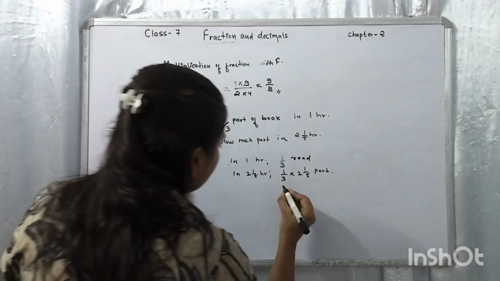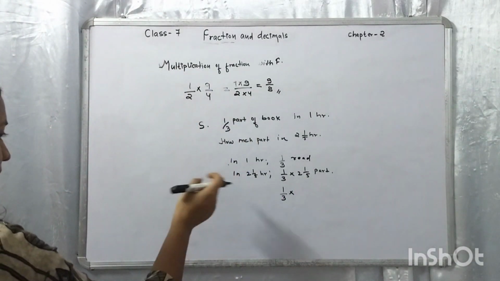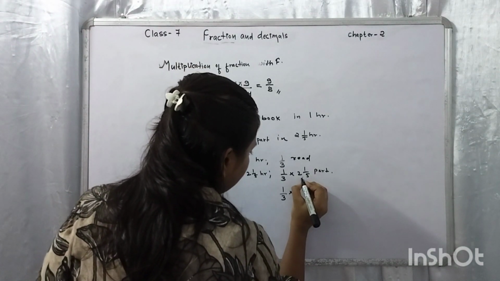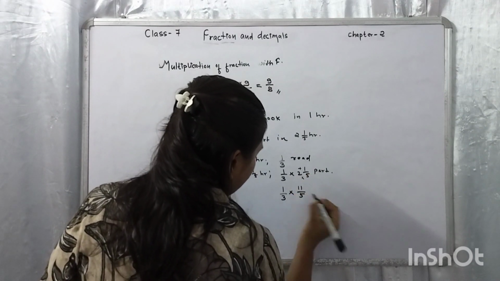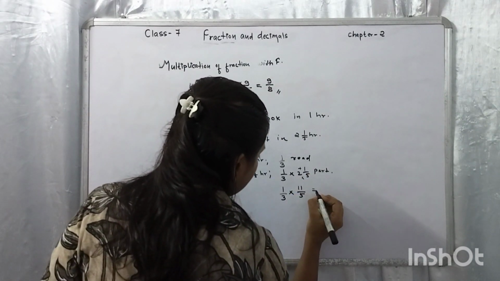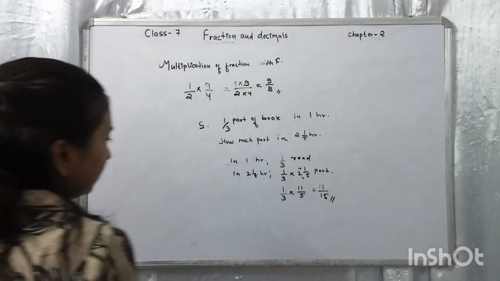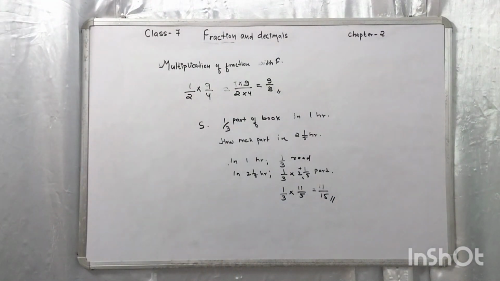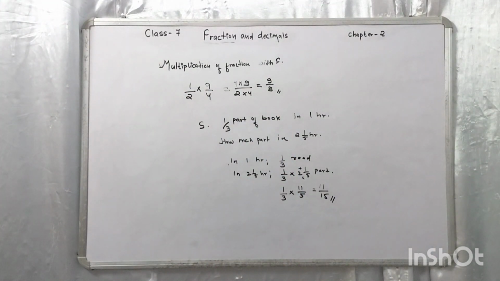Now what we will do? Firstly, since I have taught you how to convert a mixed fraction into an improper one, here we will multiply and add. So 5 2s are 10, 10 plus 1 is 11 by 5. So we will simply multiply. So this is 11 into 1 is 11, 5 3s are 15. So he will read 11 by 15 part in 2 1 by 5 hours. Fine. So this is how we solve multiplication of fraction with fraction.